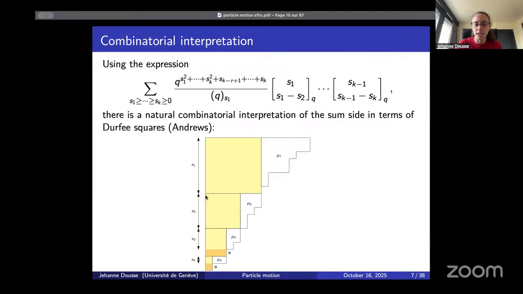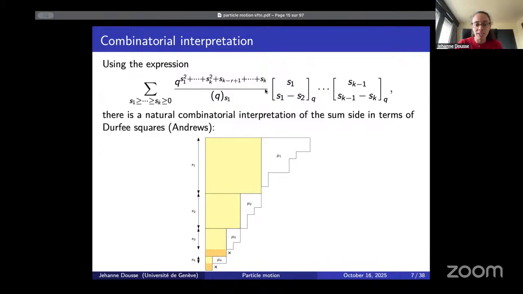Then the S2 squared will give us another Durfee square here. And the partition mu2 will be here, generated by this Q binomial coefficient, which is the generating function for partitions fitting inside a box of size S2 times S1 minus S2. So a partition that fits exactly here, etc., etc. And at the end, we had some plus S_{k-r+1} plus ... plus S_k. So for example, let's look at the last one. Let's say k is 4.